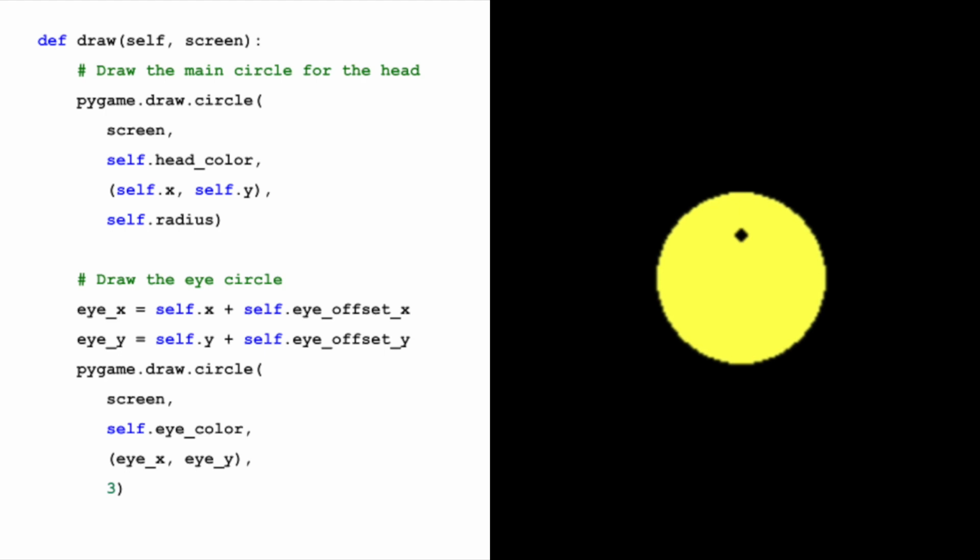Next, let's add an eye to our character. We follow a similar process. We calculate the position of the eye first, setting x and y based on our desired offset from the center of the head. Then, we draw another circle for the eye, using circle again, but this time with eye color for a black eye, and a smaller radius, just 3 pixels.